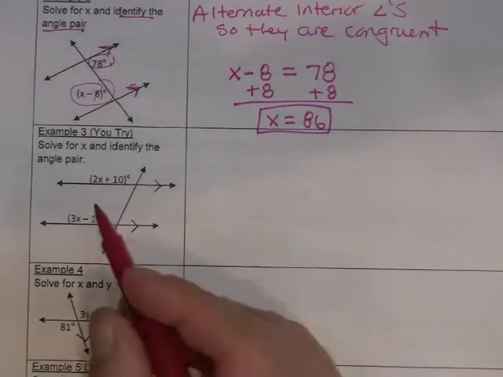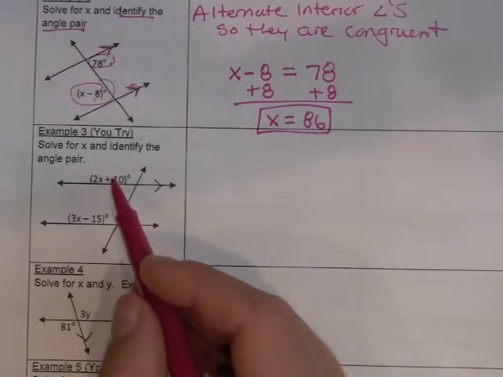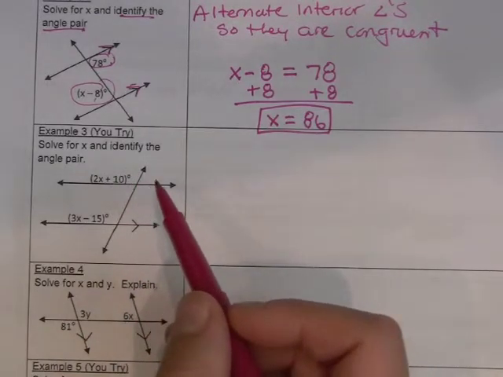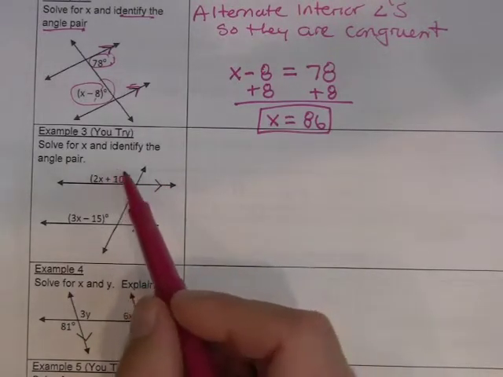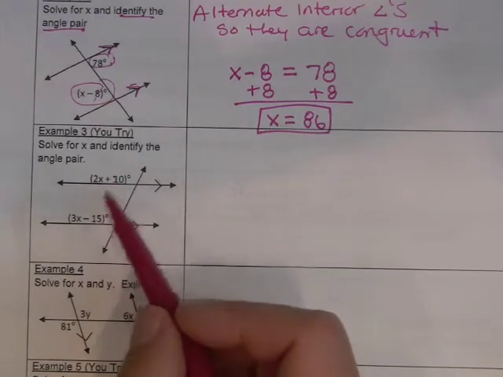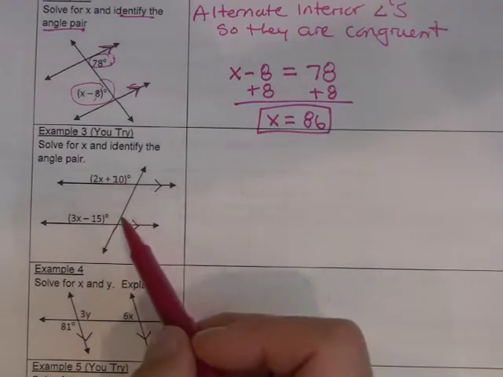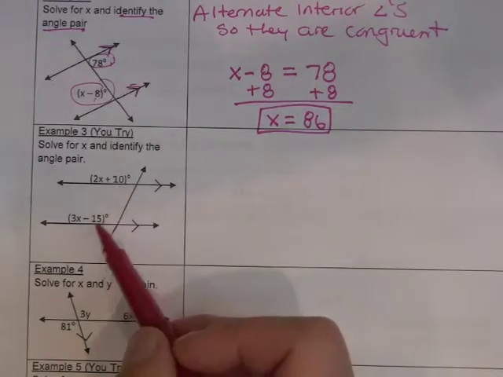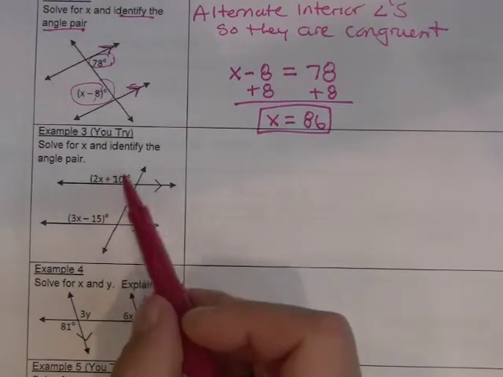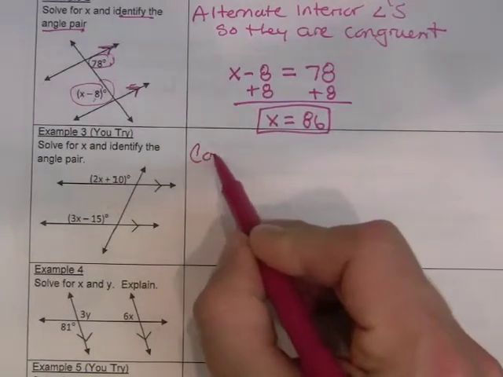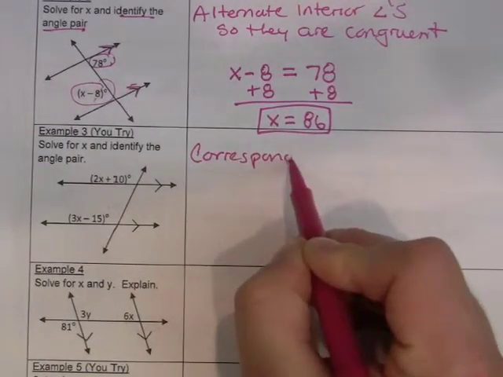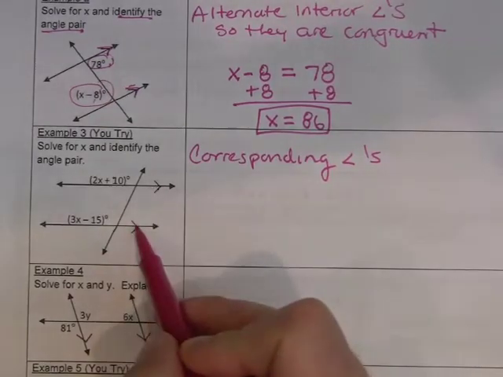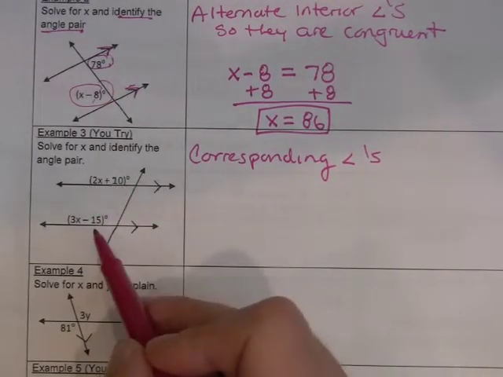Okay, so let's go over to the solution to this example. So in this example, we had to first identify the angle pair, and these angles are on the same position on each line. So if they're on the same position, that means that they're corresponding angles. So these are corresponding angles. And we know that when the lines are parallel, the corresponding angles will be congruent.